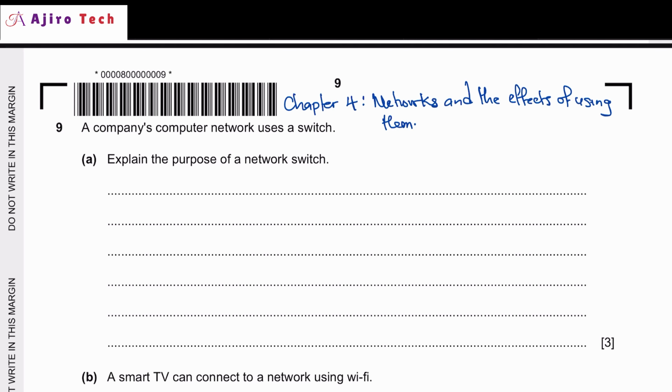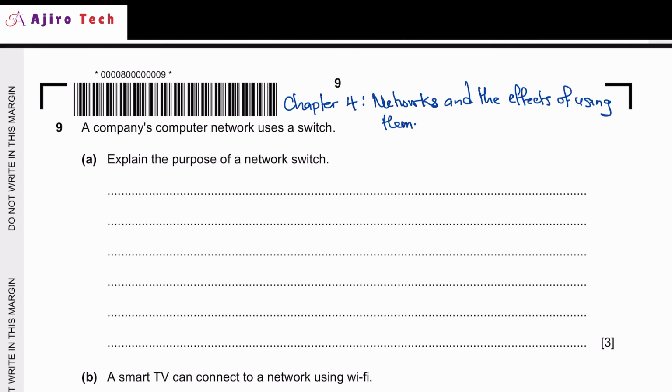Now, let me explain this to you. When we talk about a hub, it is a hardware device that connects devices together to form a local area network. Data received at one of its ports, the data packet, is broadcast to every device that is connected to it.